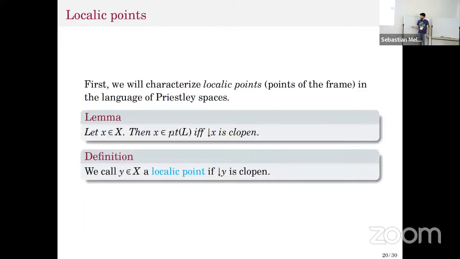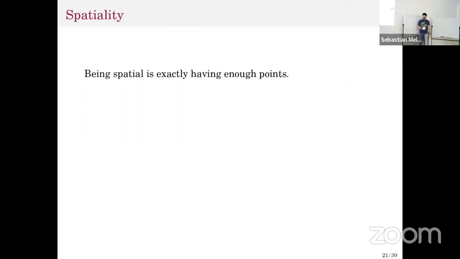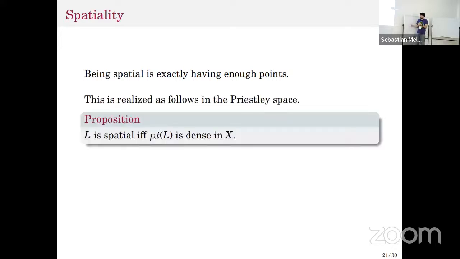So we now really know what these points of my frame are, but I also want to know what spatiality is. If you remember, spatiality means having enough points. So if I ask you, what does it mean in a topological sense to have enough points? What does it mean for a subset to have enough points? You might think of rationals and real numbers. There are enough rationals to fill the space of real numbers with density, right? That's what this means too. L is spatial if this set of localic points is dense. I always find this fascinating that this is how it works. This is exactly what it means to have enough points in a topological sense, and it really corresponds to being spatial.